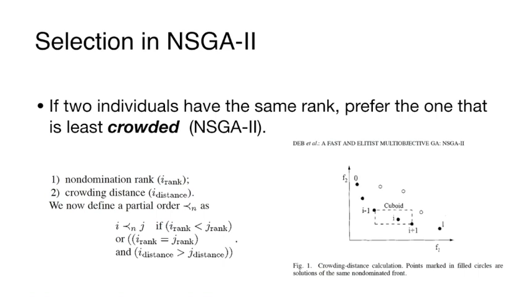So NSGA-II computes this crowding distance for each of the two solutions. If it is comparing this solution I with another solution J, it will first compute this crowding distance for I, and then it will also compute the crowding distance for J. And then whichever has a greater crowding distance wins out.